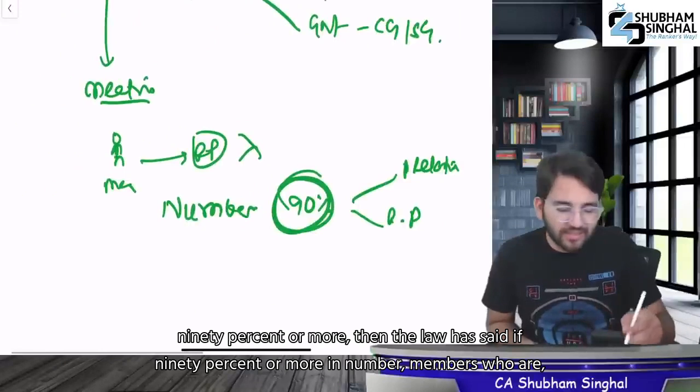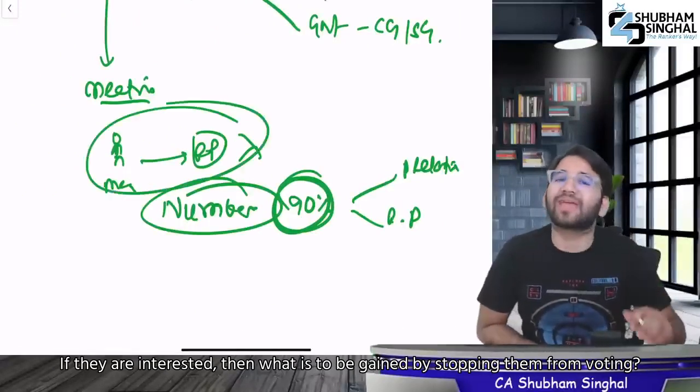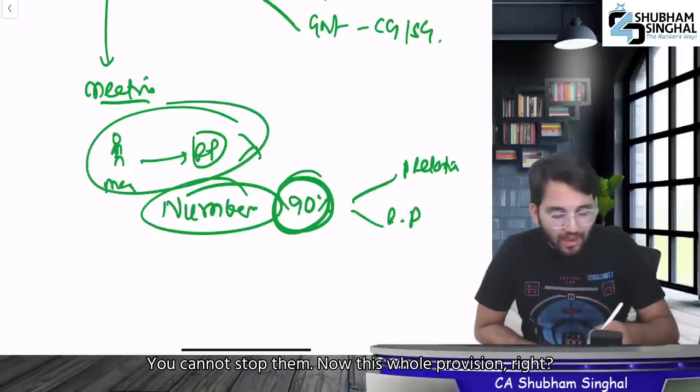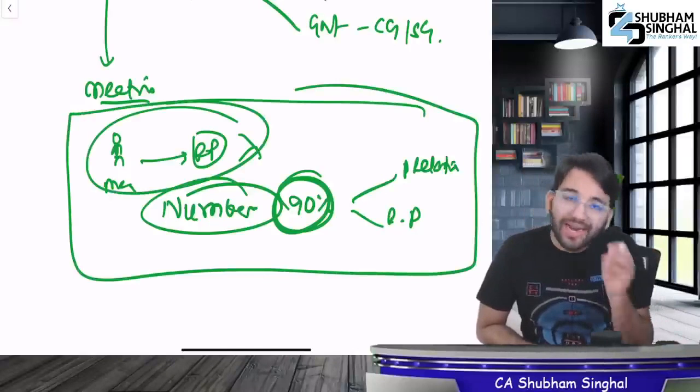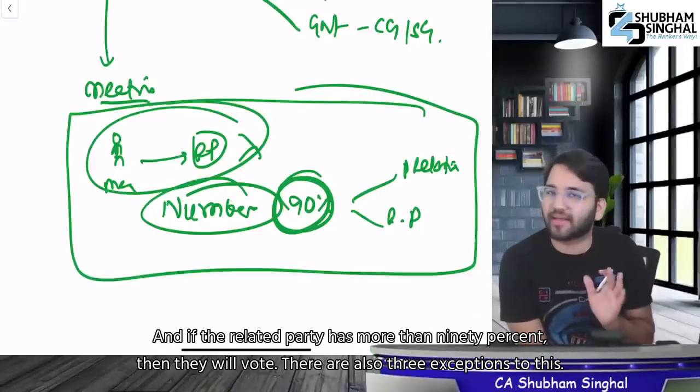So the law said if the members are more than 90% in number and are interested, then what will we gain by stopping them from voting? You cannot stop them now. This entire provision, right? That the related party will not vote. And if related parties are more than 90%, then they will vote.